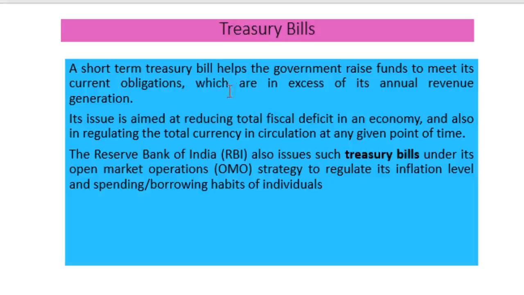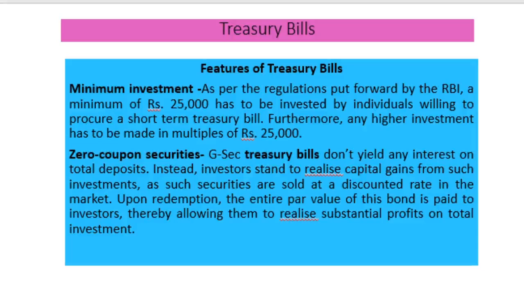That is, both the government and the Reserve Bank of India use this as a tool for meeting some of their objectives. The government uses it for revenue generation or to reduce the total money circulation in the economy, and the Reserve Bank of India uses it to reduce the inflationary situation in the economy. Then the features of treasury bills are given here.